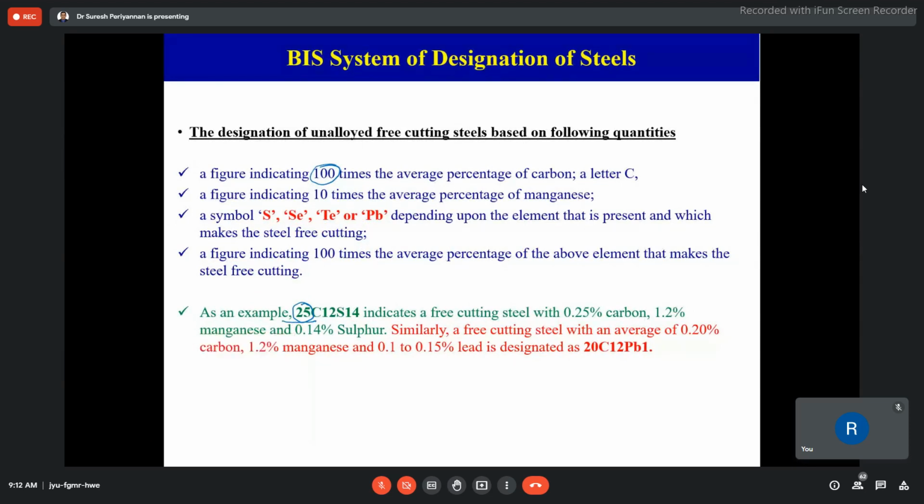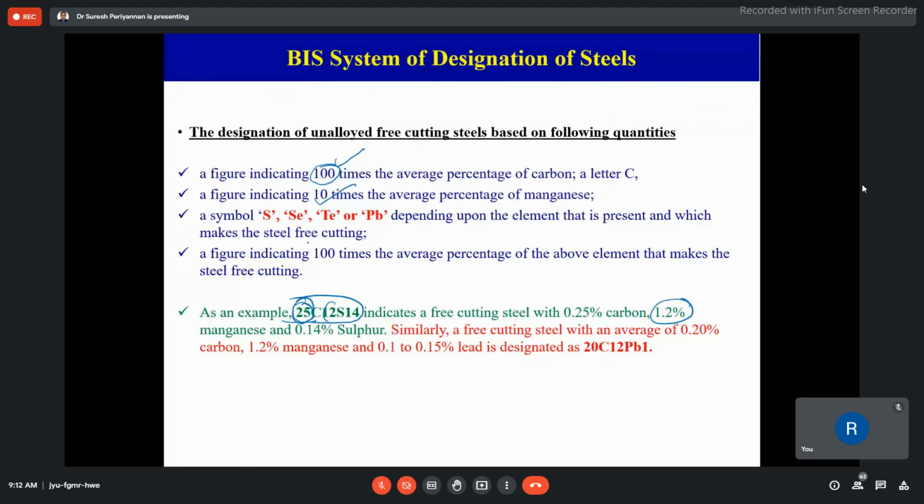Now I have taken this designation. 25 divided by 100 gives 0.25% carbon. Then 12 is the second step: 12 divided by 10 gives 1.2% manganese. And the next is nothing but sulfur.